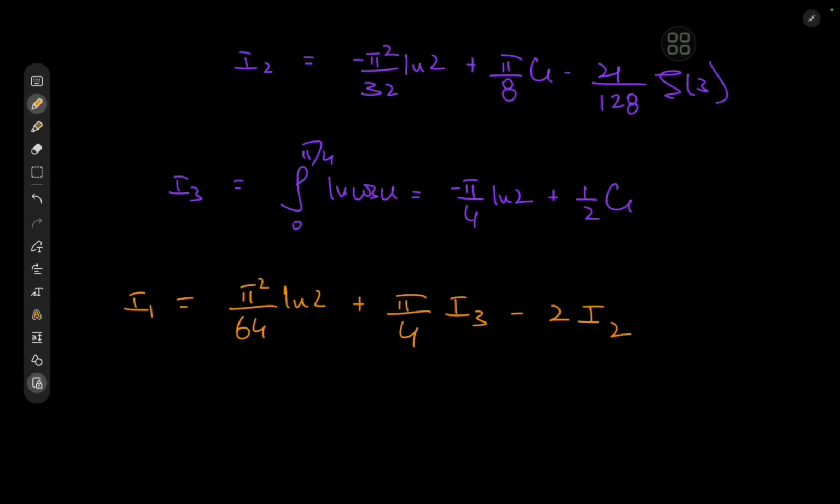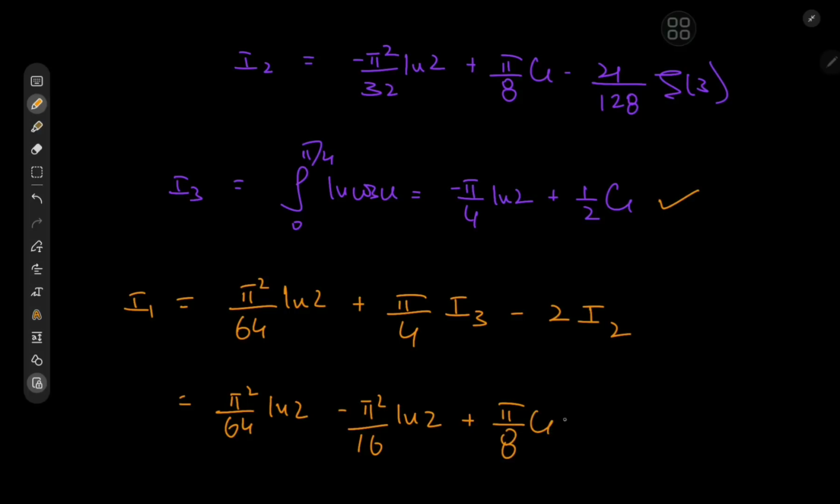Okay, cool. And of course, the result for I sub 3 can be derived using exactly the same procedure. All you have to do is integrate the log cosine u series. Okay, and now it's time to piece everything together to get the result of I sub 1. I sub 1 equaled pi squared by 64 times log 2 plus pi by 4 times log 3. So that means you have a negative pi squared by 16 log 2. And you have plus pi by 8 times Catalan's constant minus 2 times I sub 2.